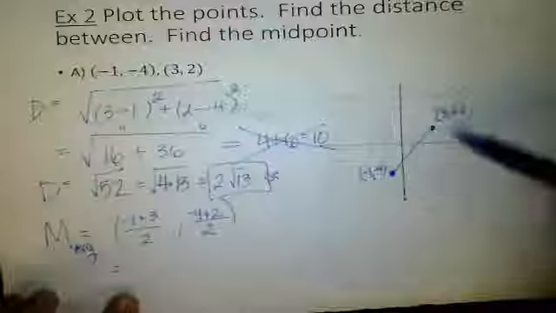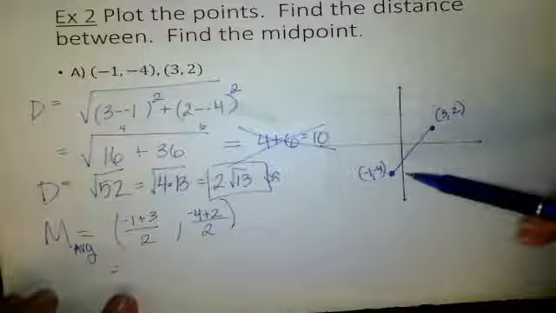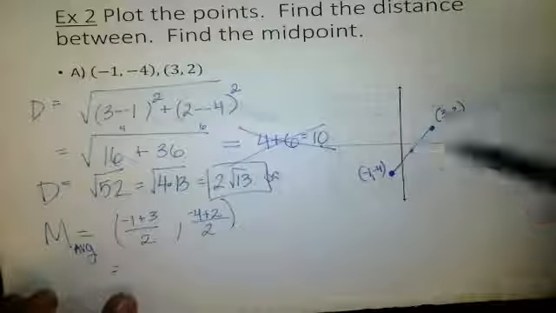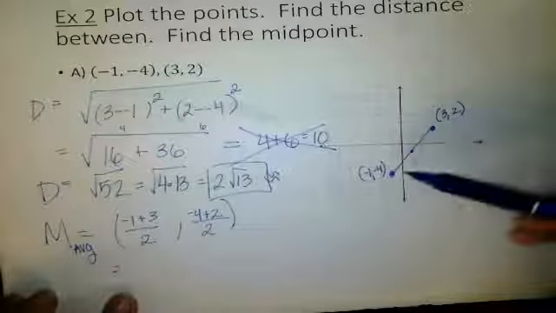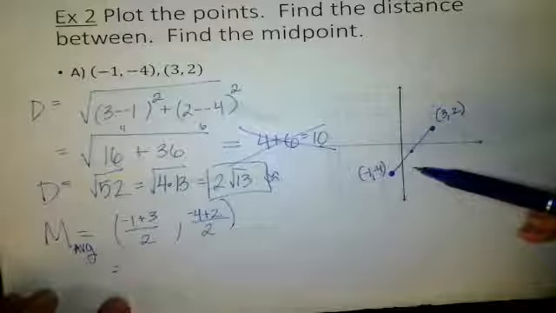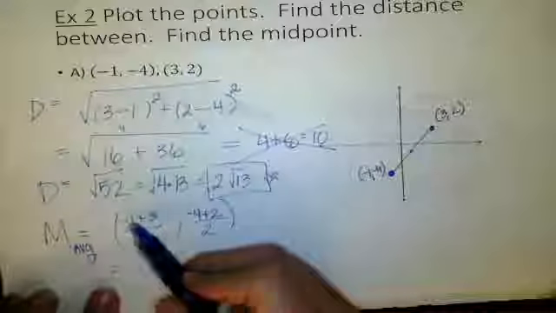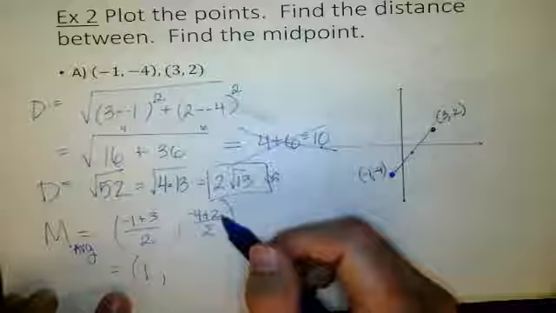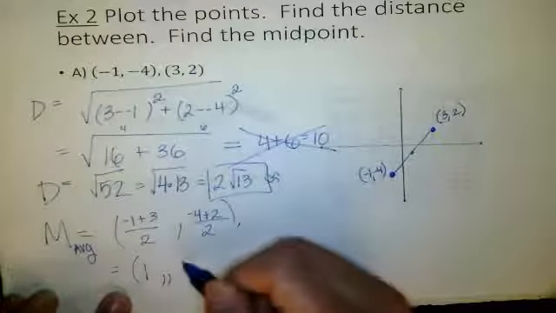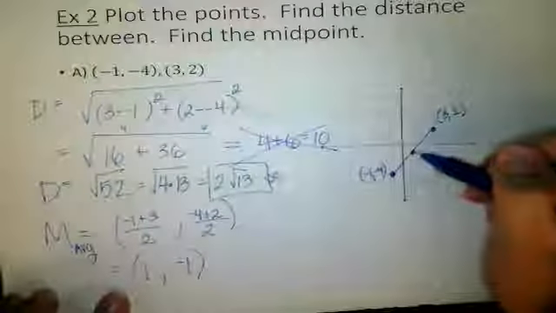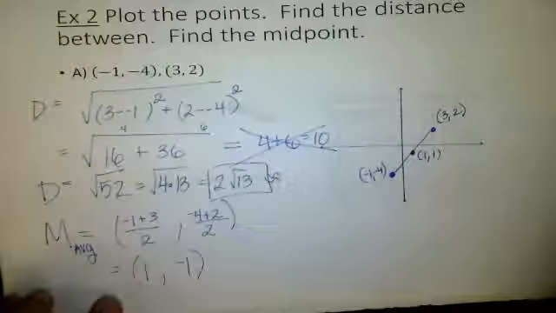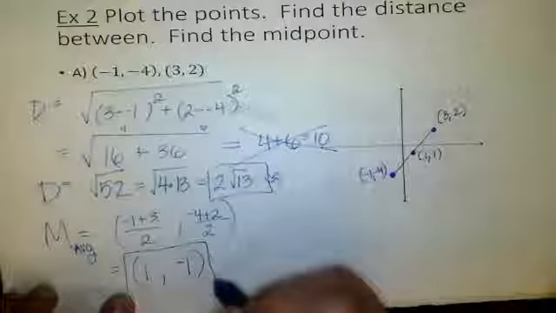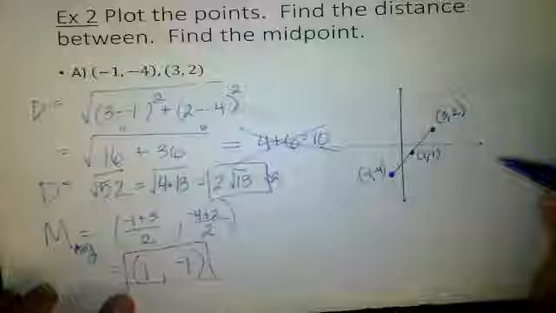You can notice that even just looking at my little segment that connects my points, if I had to pick the midpoint, it looks like it bisects the segment, roughly. And certainly -1 plus 3 is 2, over 2 is 1. -4 plus 2 is -2, over 2 is -1. So that makes perfect sense that that midpoint is 1, -1.